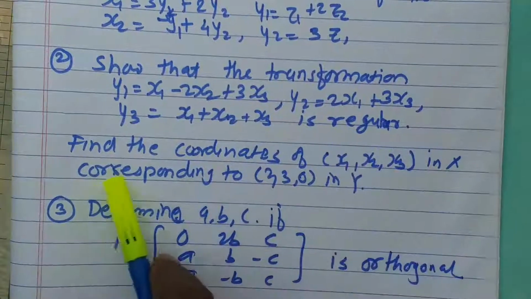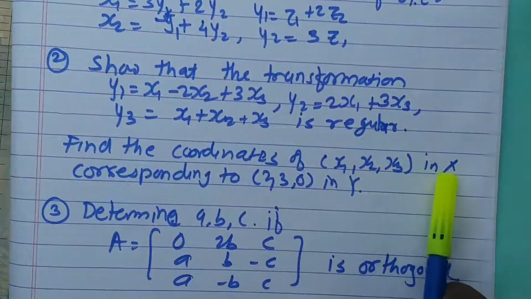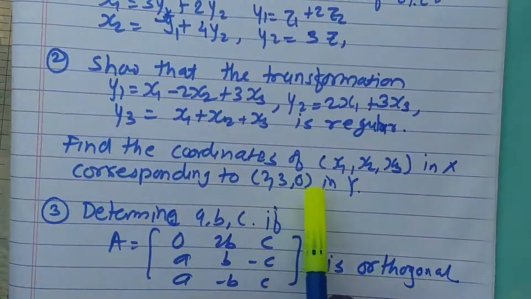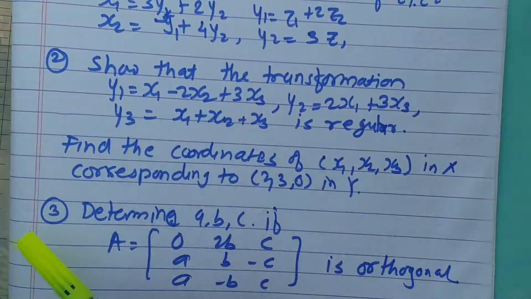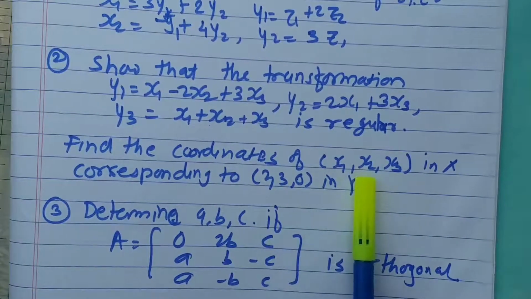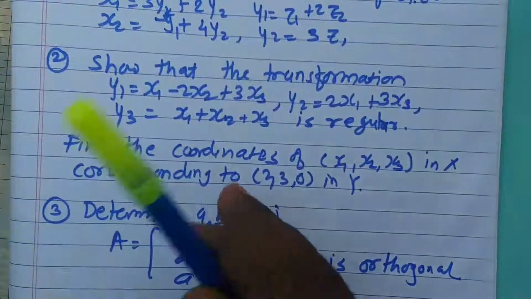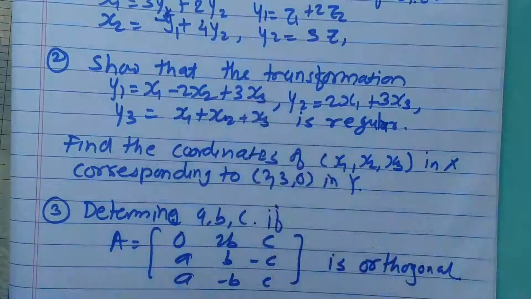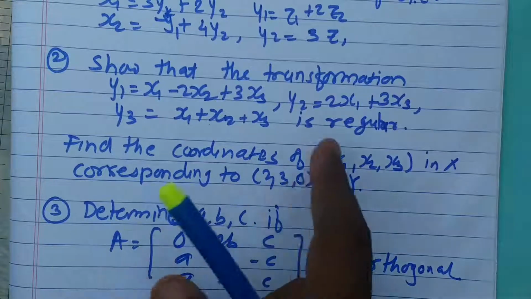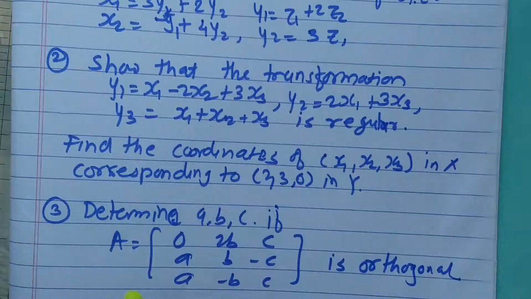And along with this, one more additional thing you need to do: find the coordinates of x1, x2, x3 in x corresponding to 2, 3, 0 in y. So this is like the first example that we have solved in this video. The value of y is given and you need to calculate the value of x. So you put in the value of y, and you will get a non-homogeneous system. Solve that non-homogeneous system and get the value of x. One example we have done already. So in this example, first you show that it is regular, then you calculate x.